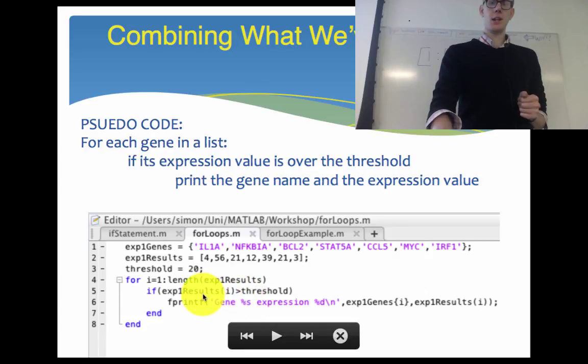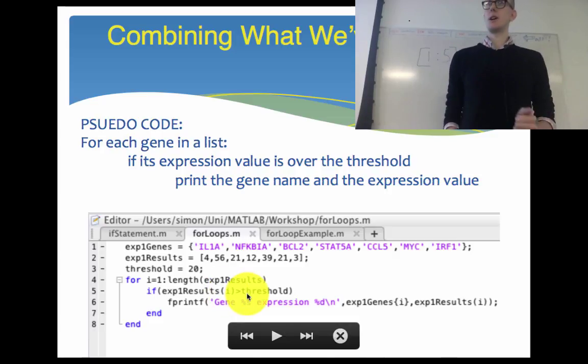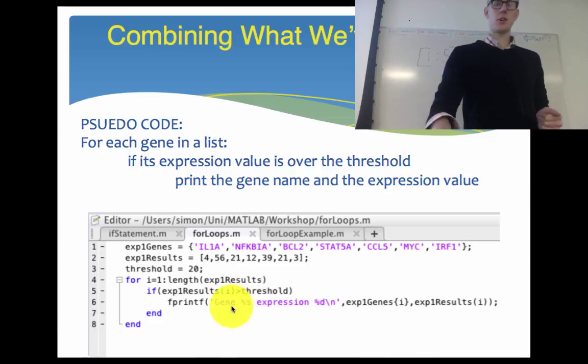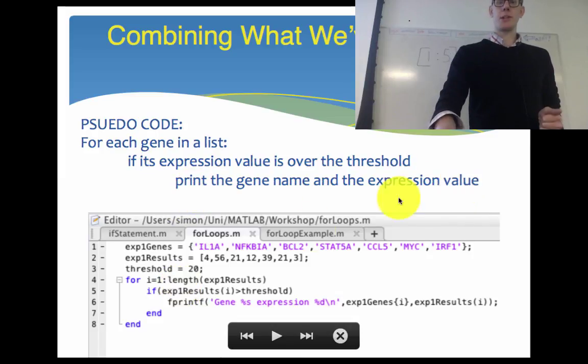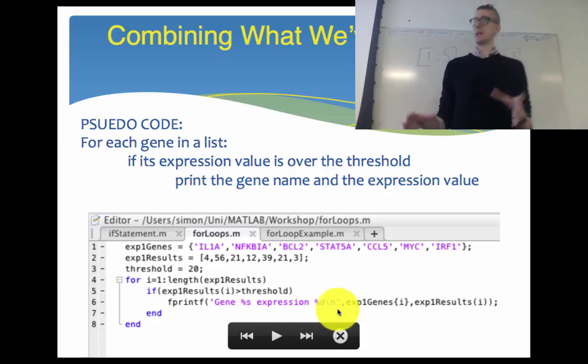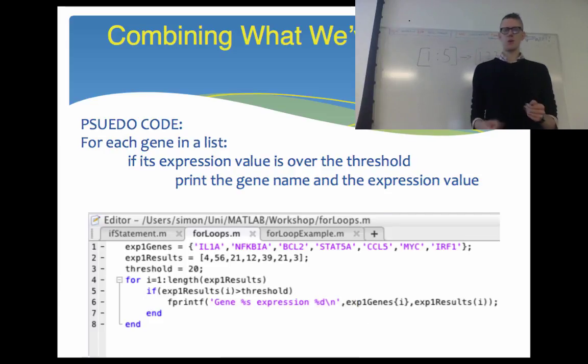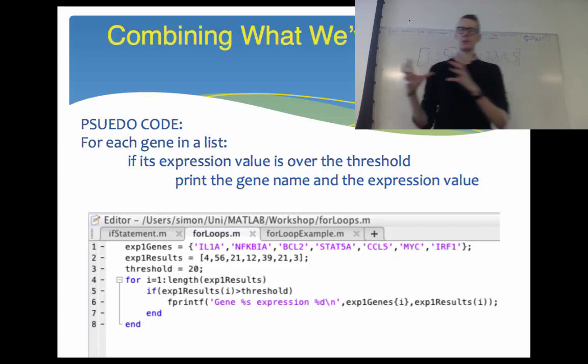For the second gene, it's then going to set i equal to 2, and check whether exp1 results 2, which is 56, is greater than the threshold. Is 56 greater than 20? That's true. So what do we want to do for our gene that's over the threshold? Well, I want to print the gene name and the expression value. So I'm going to fprintf gene, some string, expression, some number, new line character. So we've seen print statements like that before. And then we know that after the print statement, after a comma, we have to have the values we want to substitute in.